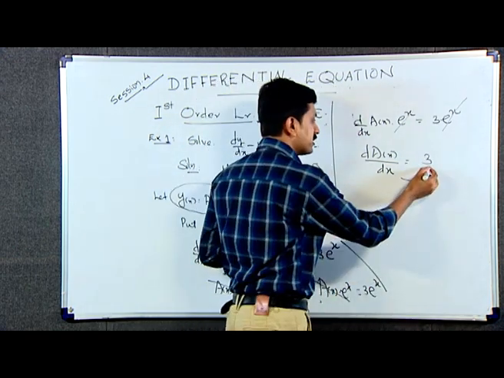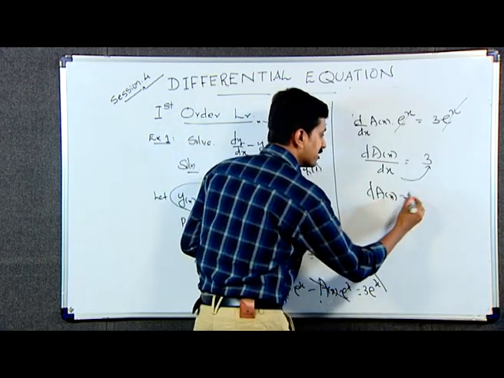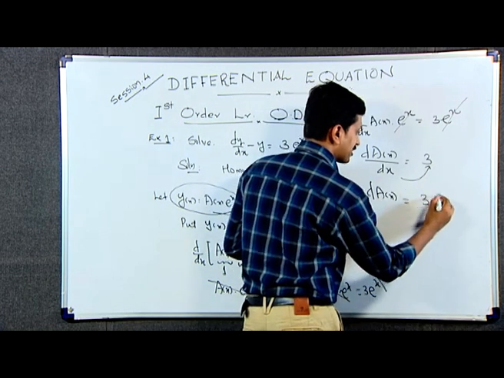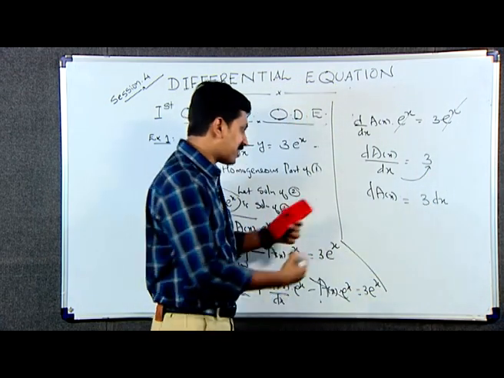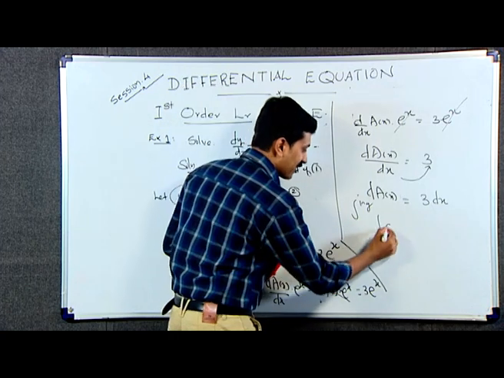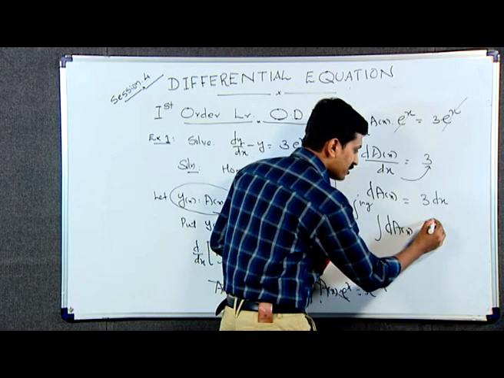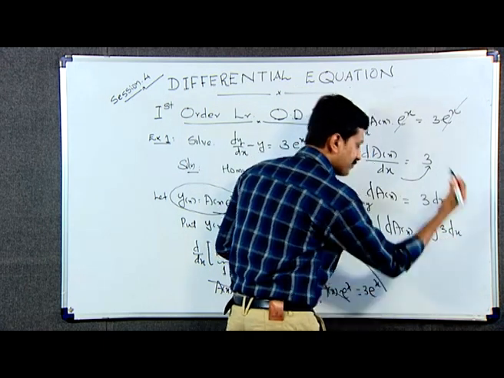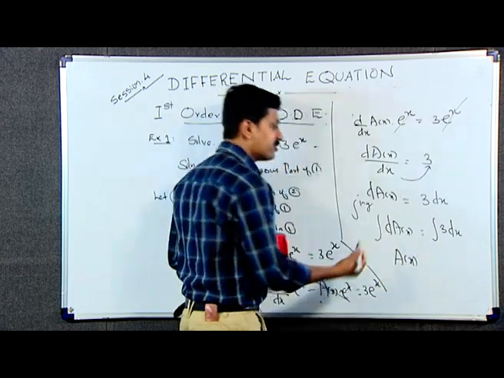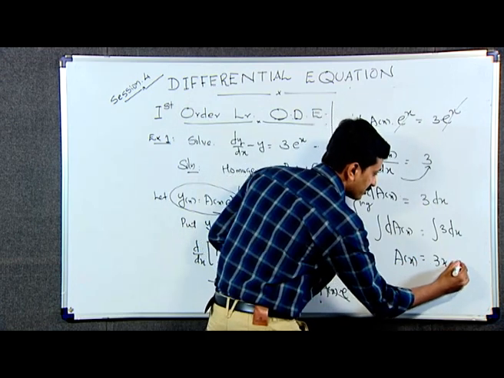Now, I am taking this dx to the other side, d of a of x is equal to 3 dx. Integrating both sides, what will happen? The integral of d of a of x is equal to the integral of 3 dx. The integral of d of a of x is nothing but a of x, and the integral of 3 dx is 3x plus c.